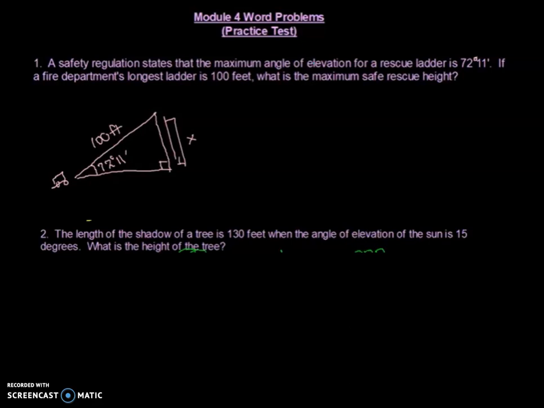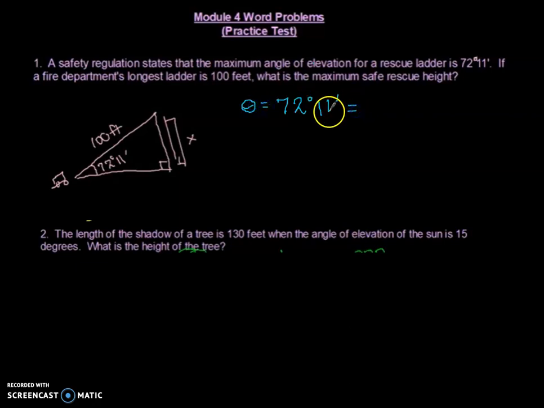Hi guys, so today we're going to go over some similar word problems to what you've seen on the practice test. So notice in the given word problem for number 1, the angle of elevation, which is down here, is 72 degrees, 11 minutes, and we need to convert that to degree decimal first.